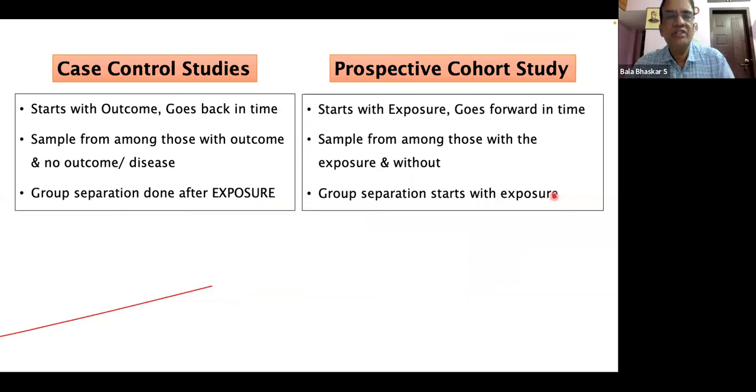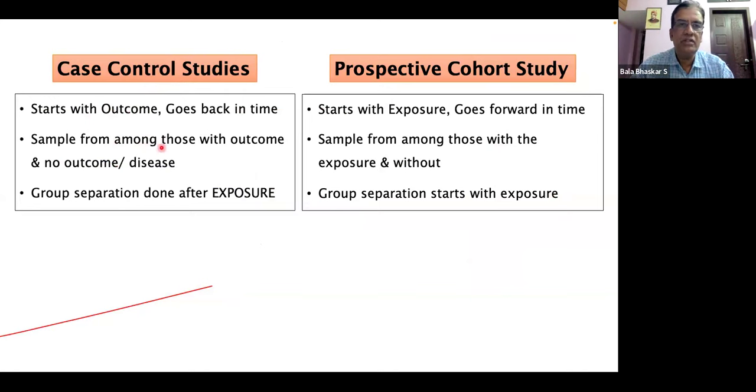So what is the difference between case control studies and prospective cohort studies at this point of time for you to understand? Case control studies, I told you, we go back in time. Okay, and going back in time means we have a certain outcome and diagnosis, and we go back in time, right?